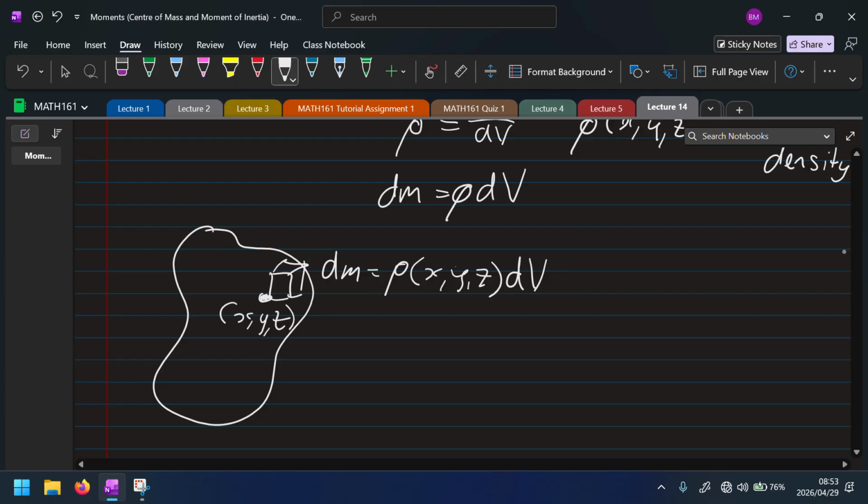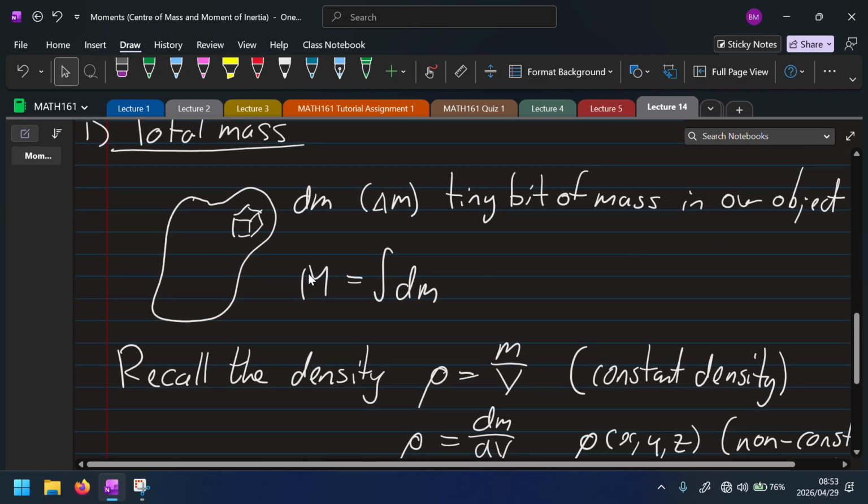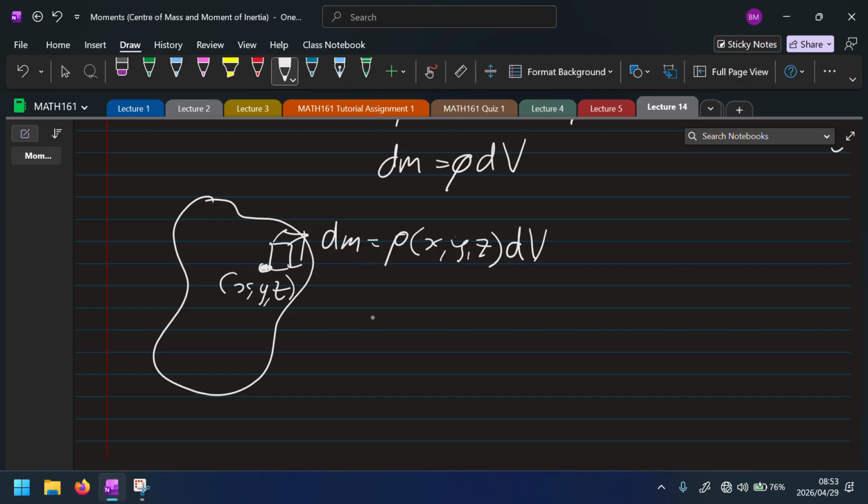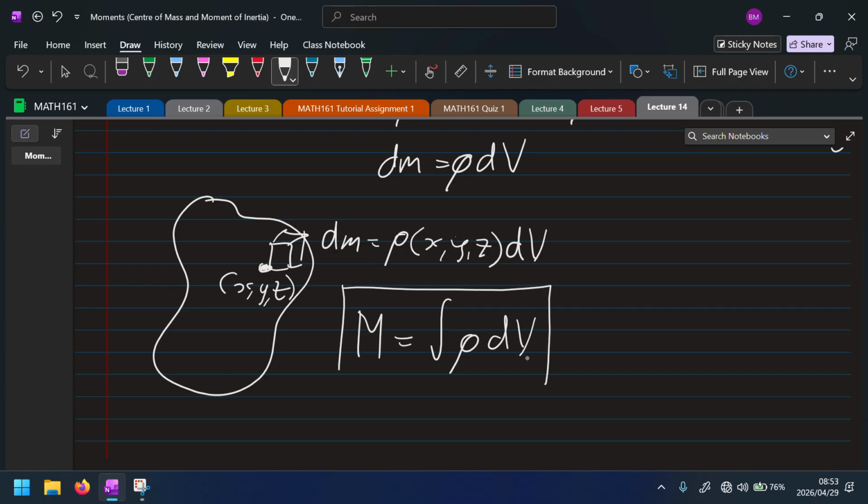And again, we can do the same thing we did before here. So we got a little piece. The total mass is the integral dm. Now we know dm, it's just the density times the volume. So the total mass m is just the integral of rho dv. Okay. So please put a little box around that. This is the total mass of the object given some density rho.